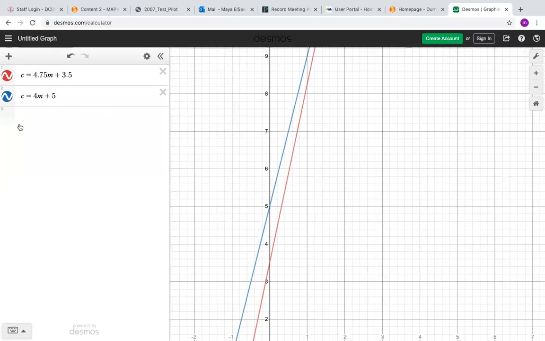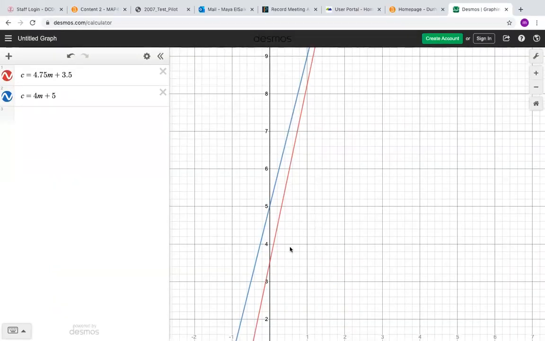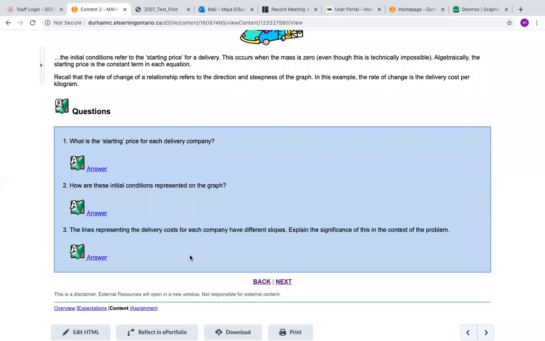All right, now, so if I'm going back here, the second question is asking me how are these initial conditions represented in the graph? It's the y-intercept, right? So that 3.5 and that 5, they are my y-intercepts. So (0, 3.5) and (0, 5). The lines representing the delivery costs for each company have different slopes. Explain the significance of this in the context of the problem.